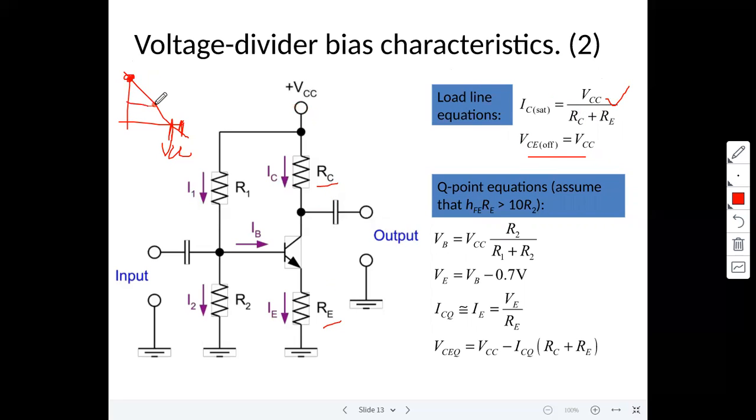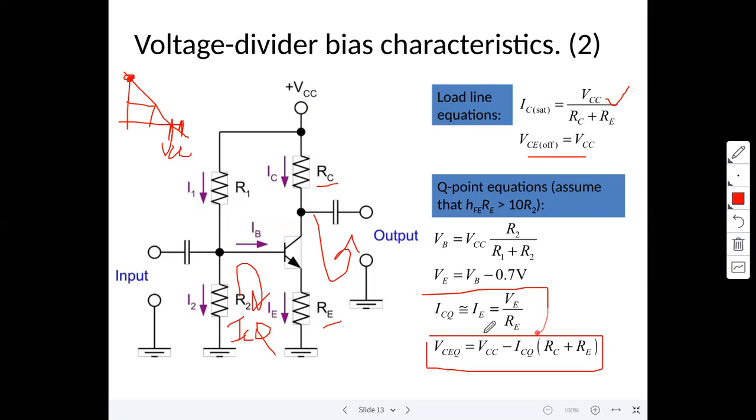Then we already derived the expressions for VCEQ and ICQ. Simply apply KVL to the base loop, which gives IB. By using IB, you can calculate or derive ICQ. Then apply KVL to the output loop and derive the VCEQ expression. This is the VCEQ and this is the ICQ, approximately VE by RE.